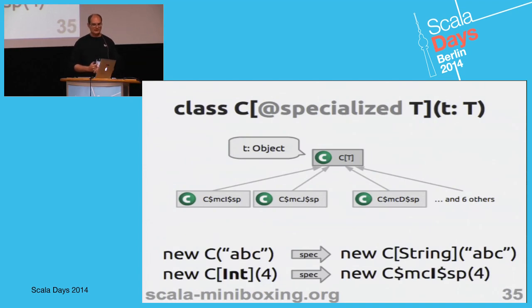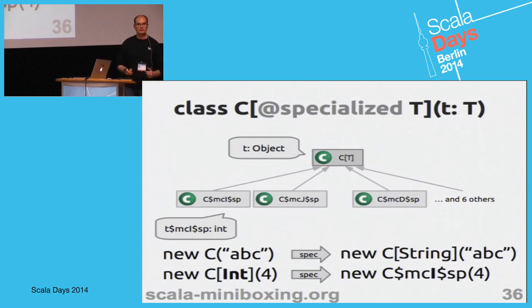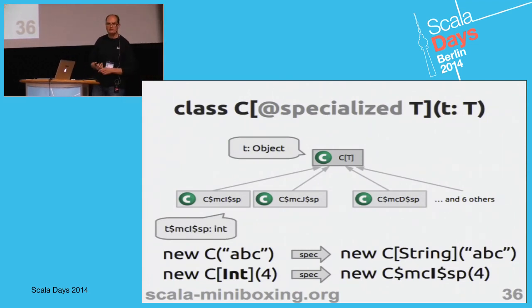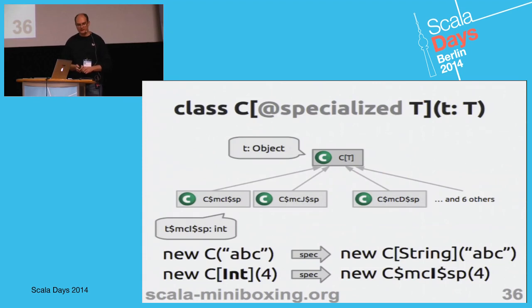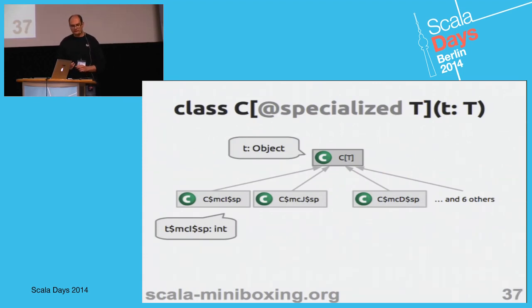Well, let's now create a C of Int, and it creates the specialized variant. And guess what? It puts the value in a different field, named differently, because you don't have field overriding on the JVM level, on the bytecode level. I'll let you look at it and tell me what exactly is wrong with this. Can you tell me?